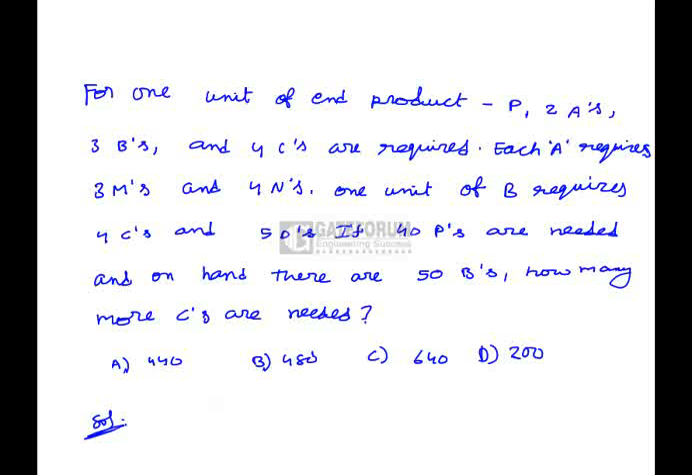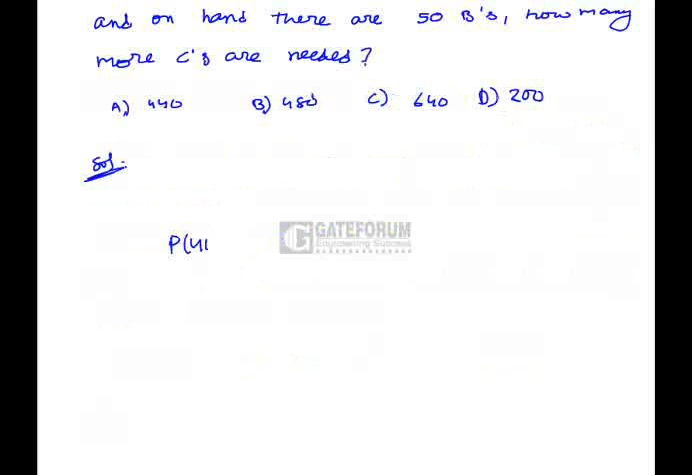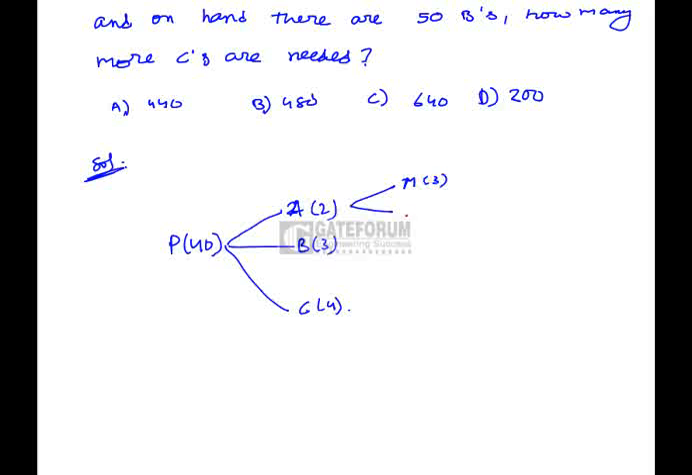So coming to the solution, here we need 40 P's, but each P requires 2 A's, 3 B's and 4 C's. So here again each A requires 3 M's and 4 N's. But there is no need to consider M's and N's, as we require only the remaining C's. So here again 1 unit of B requires 4 C's and 5 D's.